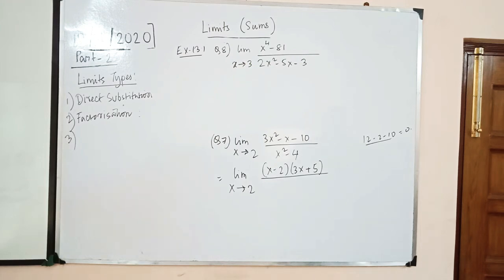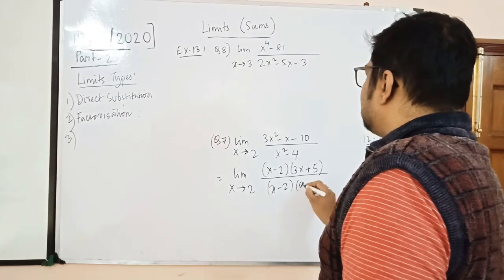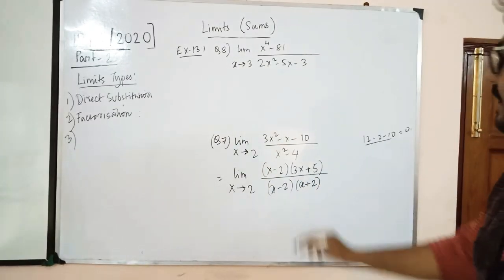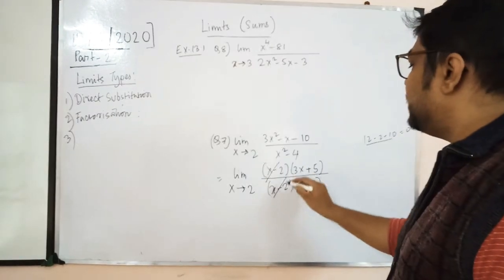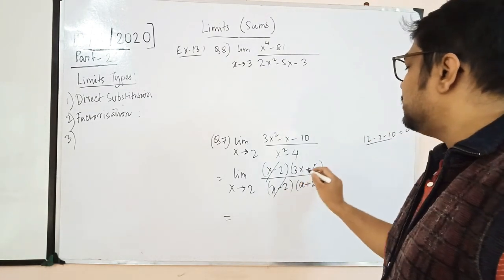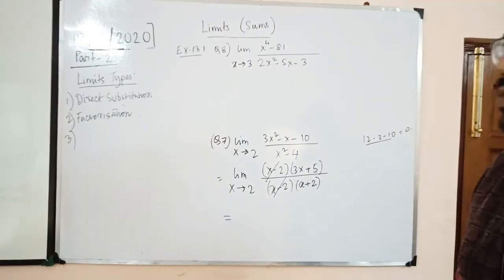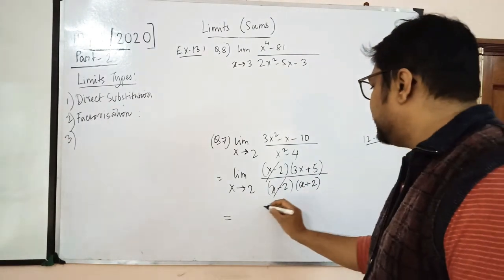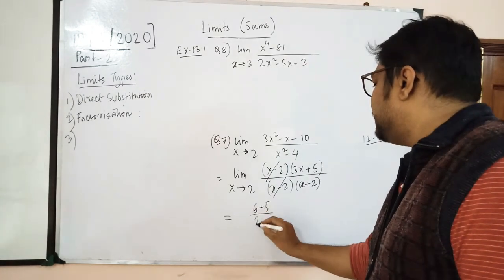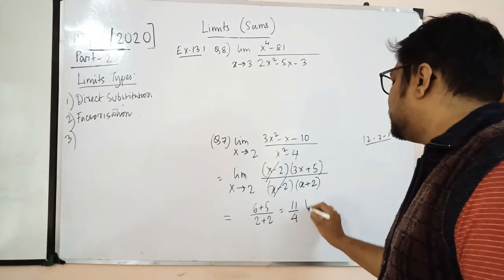Okay, and below you get a square minus b square, where you get x minus 2 into x plus 2. Again, what we do, we can cancel out x minus 2 from both numerator and denominator, leaving behind this, and you can put the value of 2, because now you will get a non-zero denominator. So it will be 6 plus 5 by 2 plus 2. So 11 by 4. So this is the answer.